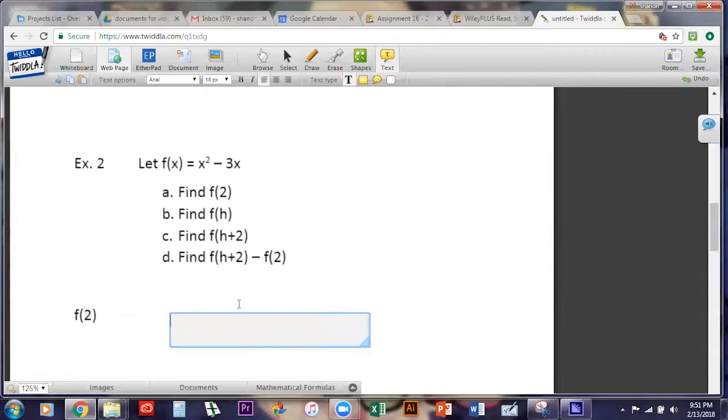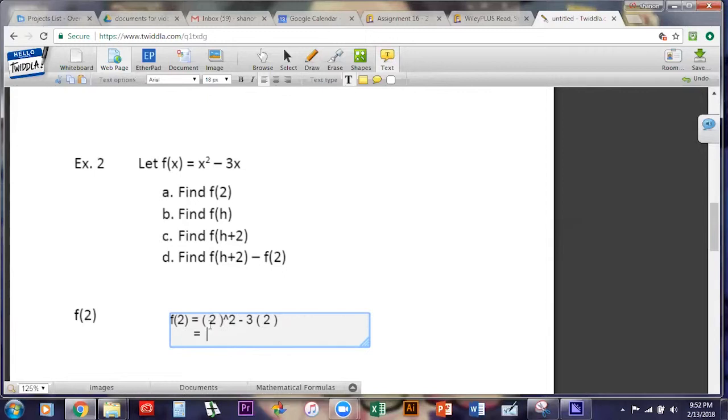I'm going to bring my function down here. Remember, my function says f of x equals x squared minus 3x, but we're going to take out the x and we're going to put in a 2. And I don't know if I have a superscript button, so I am going to use the caret notation for powers. So I've taken out all of my x's and I'm going to put those 2's in.